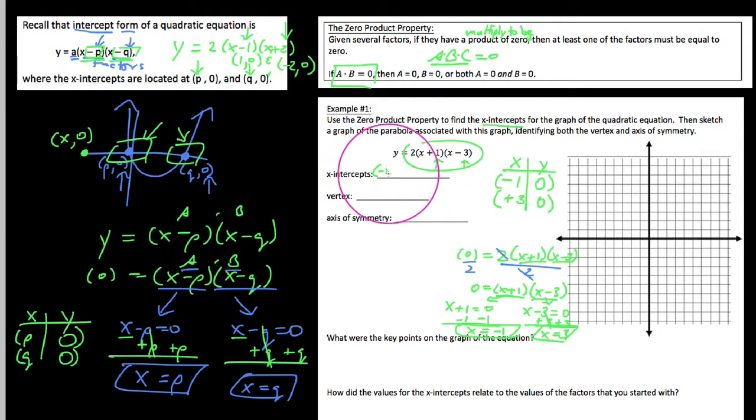We say we have negative 1, 0, and 3, 0. I should have put this in a different color, but I'm going to go ahead and put those on my graph. So we say negative 1, 0 is here. And then we say, okay, so 3, 0 is out here.